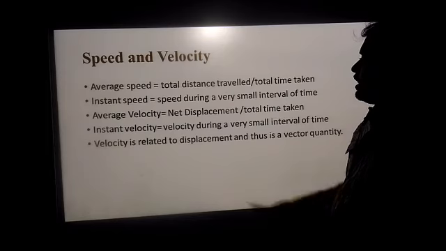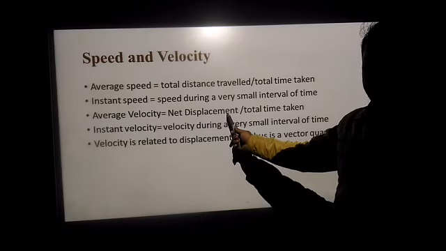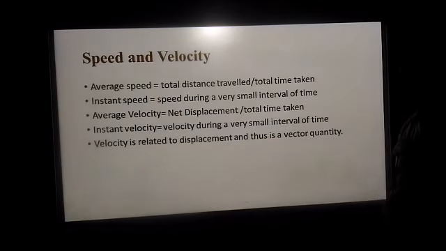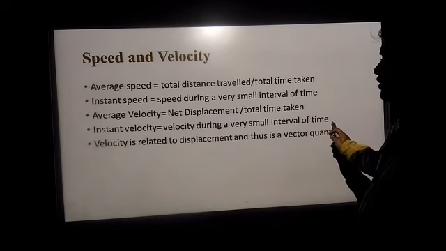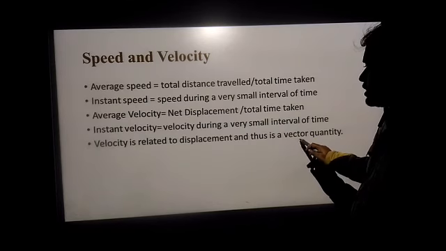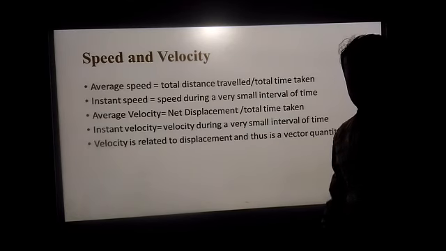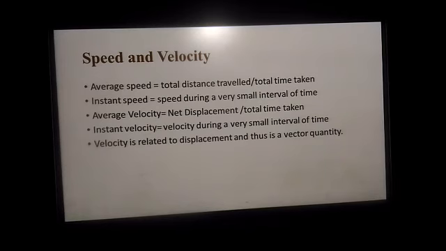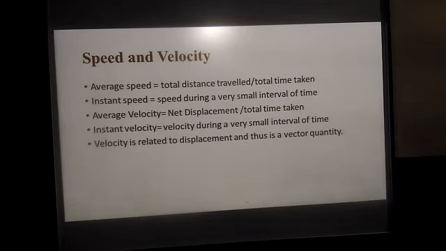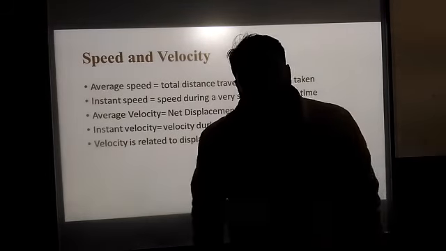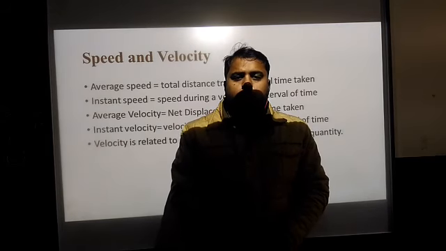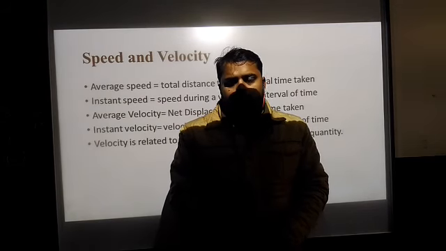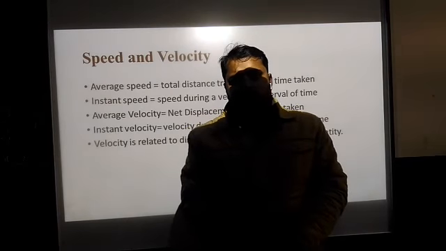What is average velocity? Net displacement. Mark the word displacement here. Net displacement to the total time taken. And what is the instantaneous velocity? Velocity during a very small interval of time. Velocity is related to the displacement and thus is a vector quantity. So this was all about speed and velocity, rest and motion, and what we have studied is absolute position, relative position. So I think this is enough for this class.